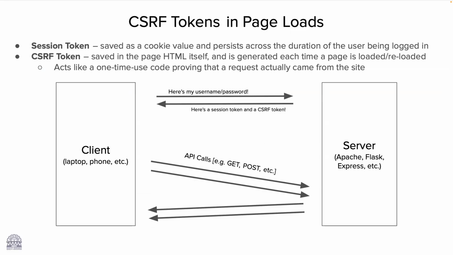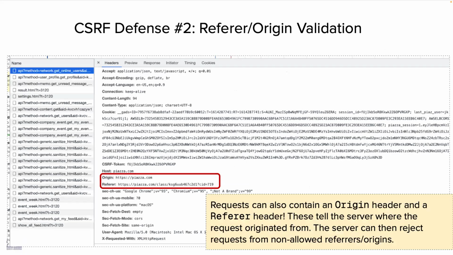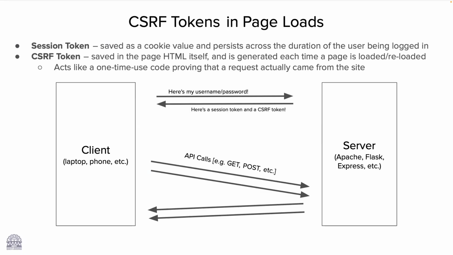Unlike a session token, which is associated with your username and password and spans the whole login session, a CSRF token is generated each time the page is loaded. So every time the HTML is loaded, it's going to have a new token. And so it's sort of a one-time code just to make sure you freshly accessed the web page that can do the action you want to do. Does this make sense for this first defense?